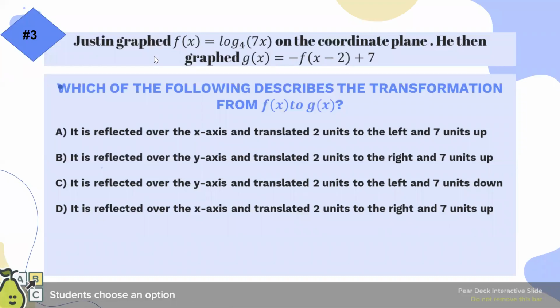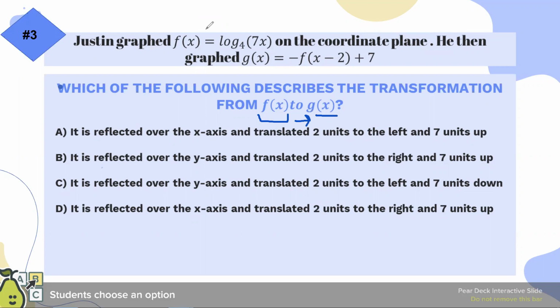Okay. Justin graphed f of x is equal to log base 4 of 7x on the coordinate plane. He then graphed g of x is equal to negative f of x minus 2 plus 7. So which of the following describes the transformation from f to g? And I always like to remind myself, we start at f and then we change it to g of x.